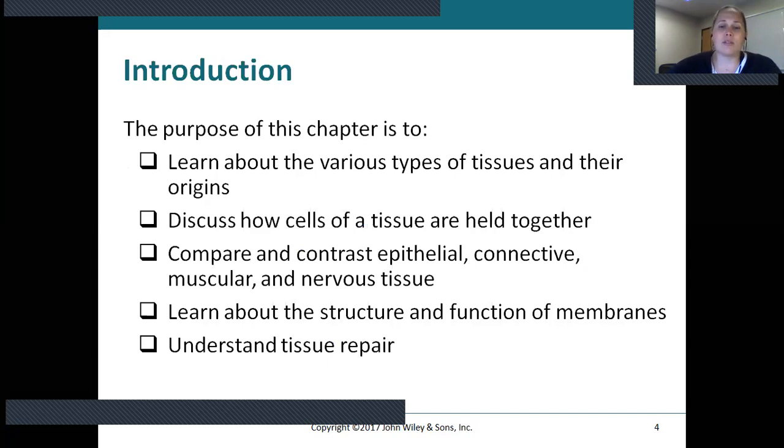Okay, so make sure we learn about various tissues and origins, discuss how tissues are held together, compare and contrast epithelial and connective tissue. Remember, one is vascular, the other is a little bit more avascular, and sometimes it just depends even within that tissue what's going on. Even with connective, much of it is vascularized, but there are some avascular types of connective tissue, muscular and nervous as well. Learn about the structure and function of membranes, and understand tissue repair. So we're hoping to accomplish all those things with this particular chapter.